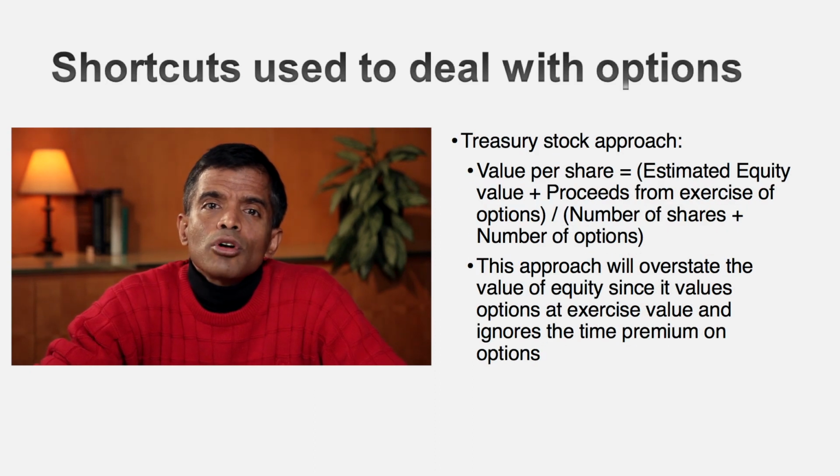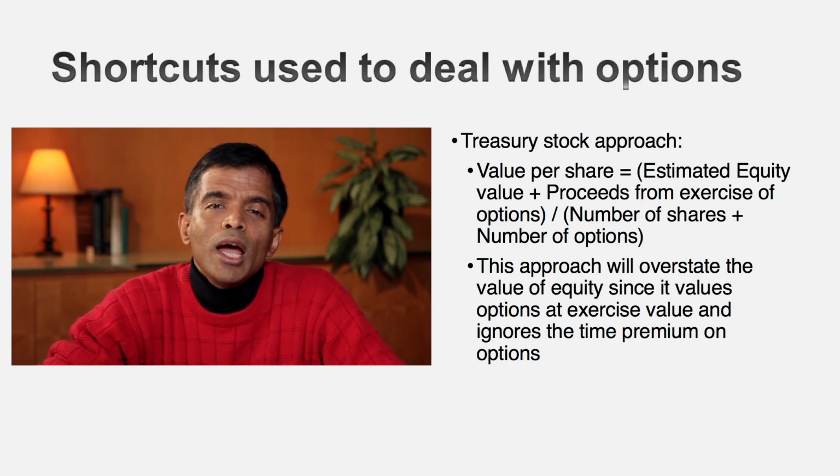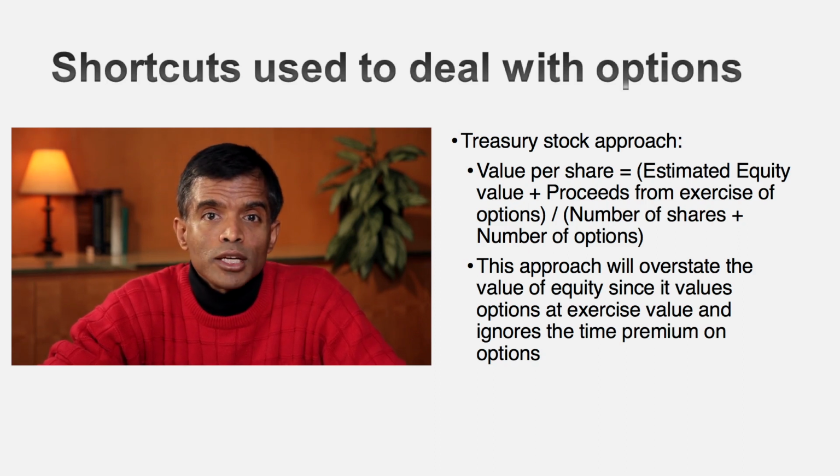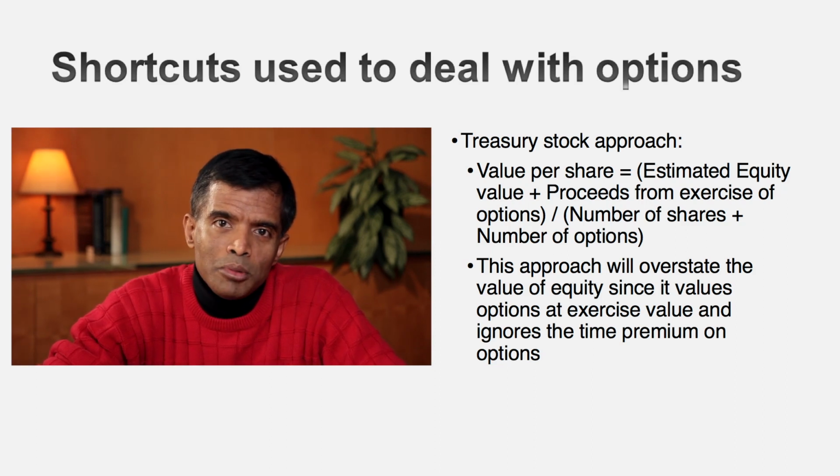The second approach is called the treasury stock approach. In this approach, what you do is you add the exercise proceeds you're going to get from those options to the value of equity that you got, and then divide by the fully diluted number of shares. A little better than the fully diluted approach, but it ignores the time premium on the options. So what's the right thing to do?